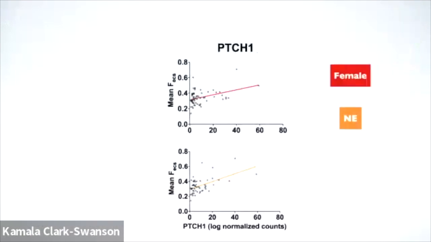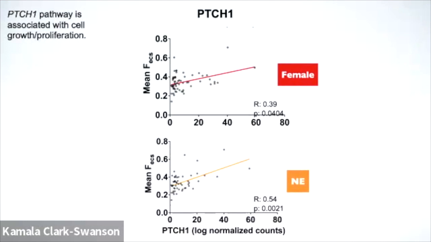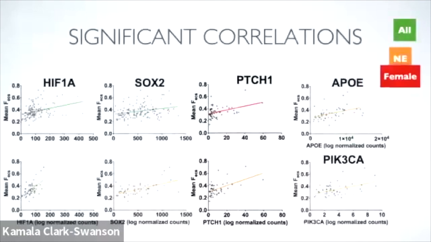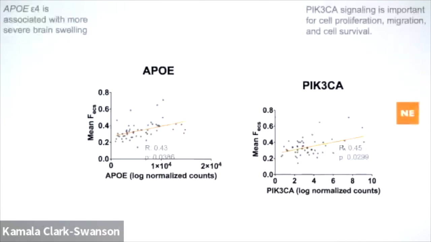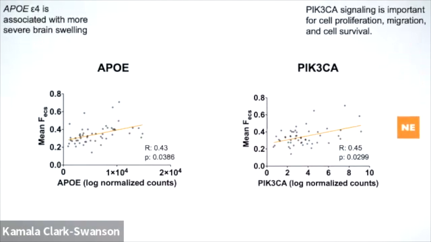Additionally, we saw correlations with PTCH1, which is a pathway that's associated with cell growth and proliferation. And we saw this for female patients in particular, or female samples, I should say, as well as in the non-enhancing regions. And then finally, further in the non-enhancing regions, we saw correlations with APOE and PIK3CA. APOE is associated with severe brain swelling, and as well, PIK3CA signaling is again associated with proliferation and survival of cells.